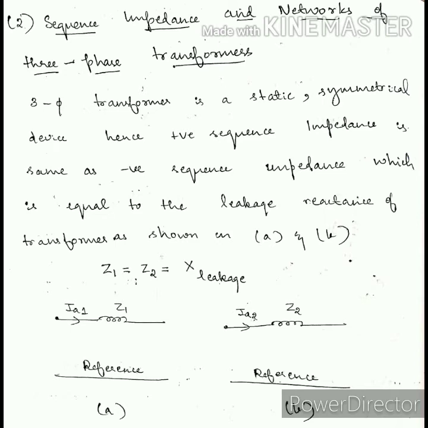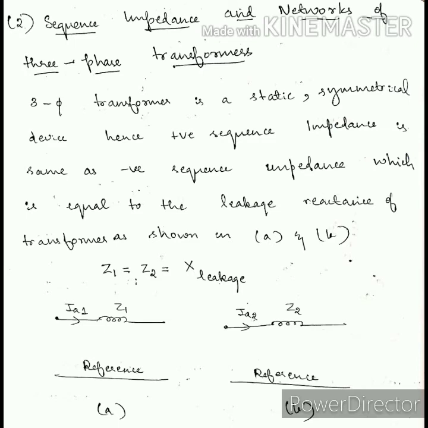Now a three-phase transformer is a static, symmetrical device, and for a static symmetrical circuit, positive sequence impedance is the same as negative sequence impedance. That means positive and negative sequence impedance will be identical. You can see the equation, Z1 is equal to Z2, and that is equal to what? It is nothing but the leakage reactance of the transformer. So in the problem, if they give you the leakage reactance and ask you to find the positive and negative sequence impedance, they will be nothing but the leakage reactance and they will be equal to each other.